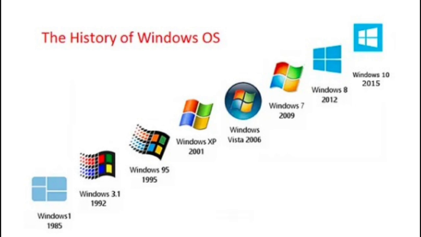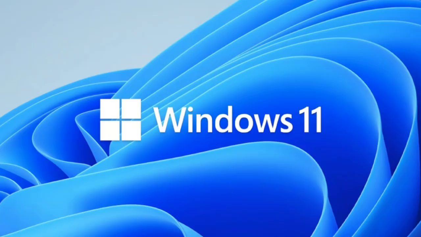Over the years, Windows evolved through versions like Windows 95, which introduced the Start menu, Windows XP for stability, Windows 7 for performance, and Windows 10 and 11 with modern features like virtual desktops and cloud integration. Today, Windows runs on desktops, laptops, servers, and even mobile devices.